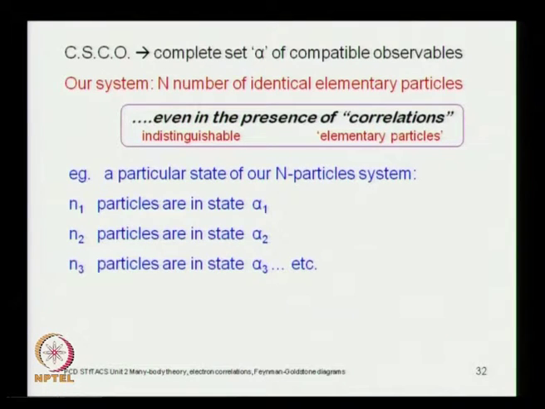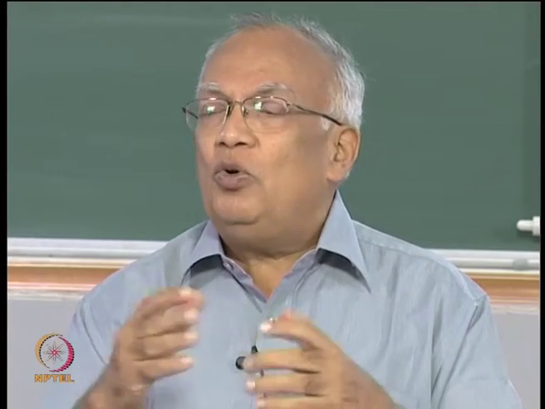So, if you have an n particle system, then even in the presence of correlations we can talk about a certain number like n1 number of particles in state alpha 1. Now, what is alpha 1? Alpha 1 is a set of quantum numbers which describe a particular single particle quantum state. Okay. So, there is a single particle quantum state. It is not just one quantum number, it can be a set of quantum numbers, and these quantum numbers come from eigenvalues of those operators which commute with each other corresponding to whatever measurements are compatible with each other.